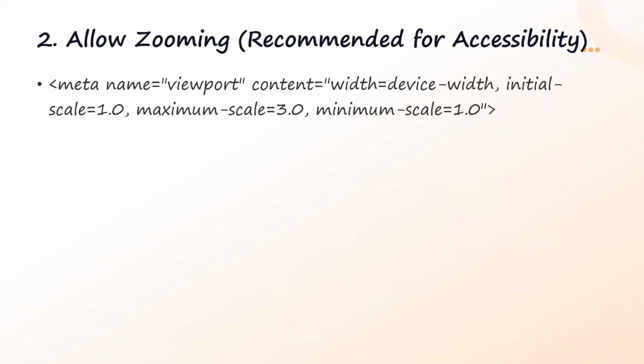If you want to allow zooming, you have to remove that user-scalable equals no. Then you can say the maximum scale is 3 and the minimum scale is 1. So depending on how large you want your users to zoom, you use the maximum scale attribute here to define it. The users can only zoom your content 3 times the normal size, and they can never go below the normal size.